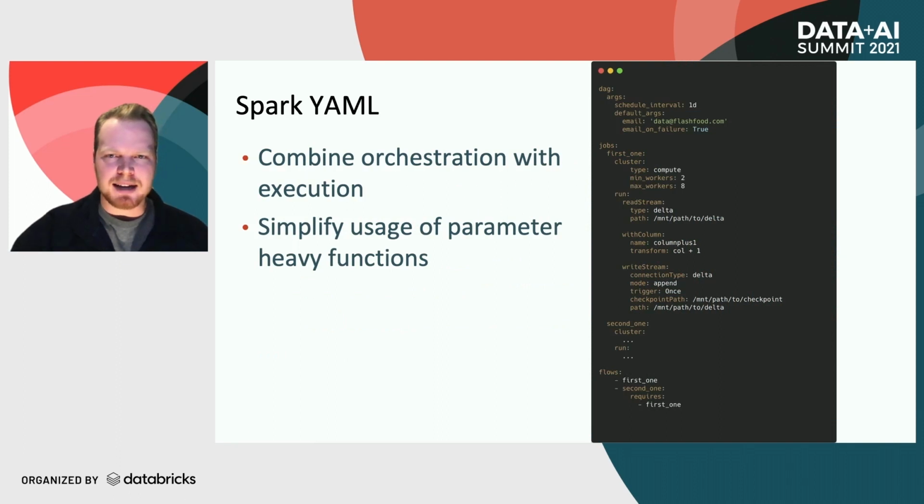And in terms of Spark YAML, this is just in a concept phase right now, but could it look something like this, where you have your orchestration and your execution logic in the same place, and you can handle simple functions, especially with Spark, you have a lot of parameter heavy functions. So you're either passing in .option, .option, .option, or passing in a dictionary of options.